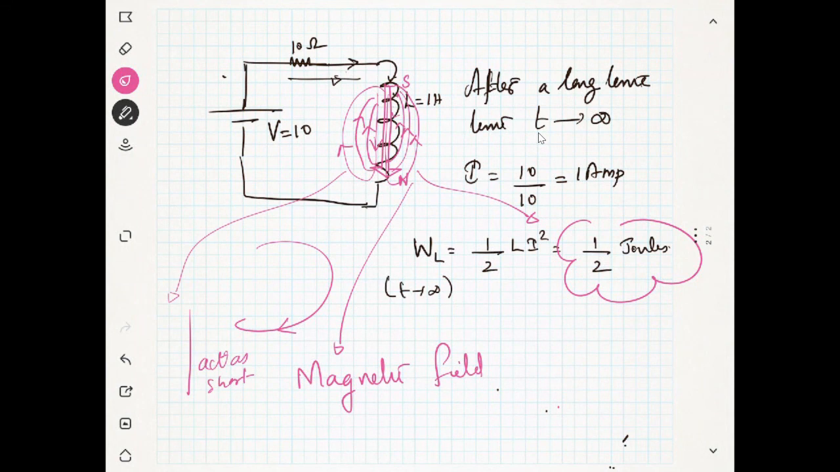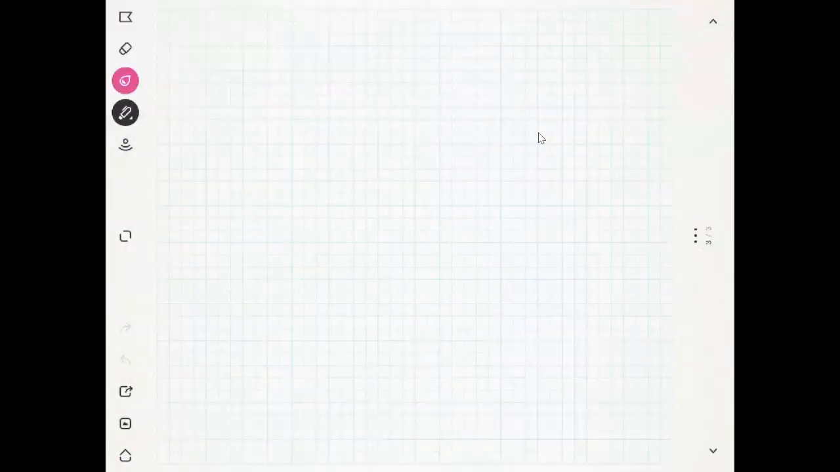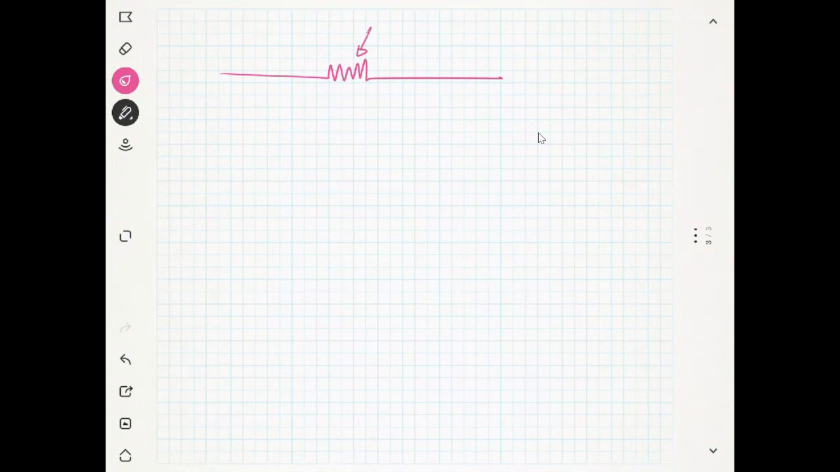Why will it act like a short circuit? It will act like a short circuit after a long time. After a long time, it is not consuming any power. You see here, if you have a resistance R, it will consume some power. If you have a short circuit, what is the power consumed?